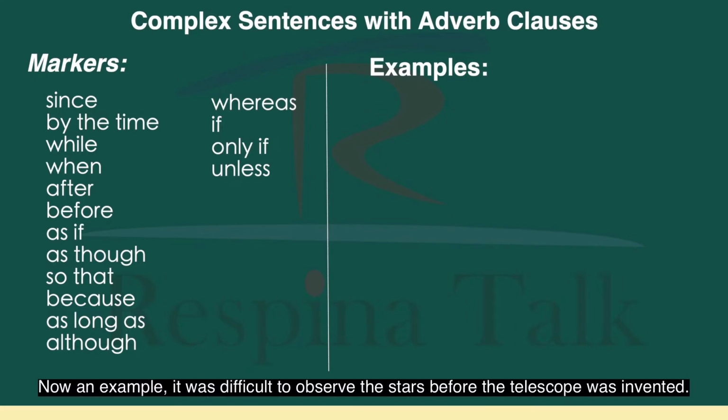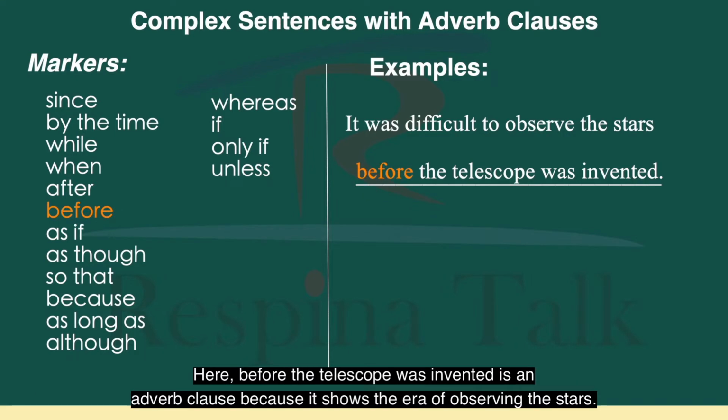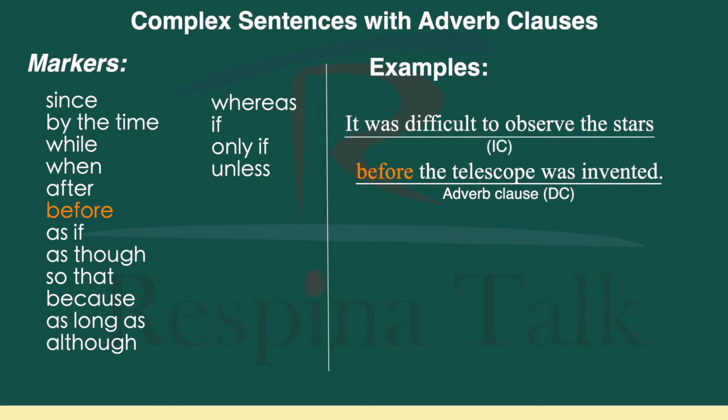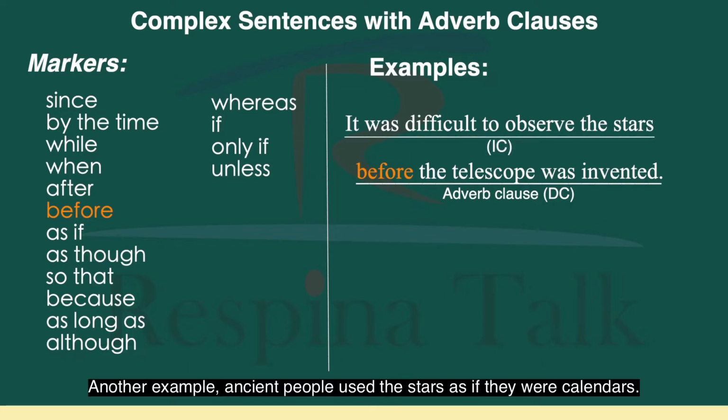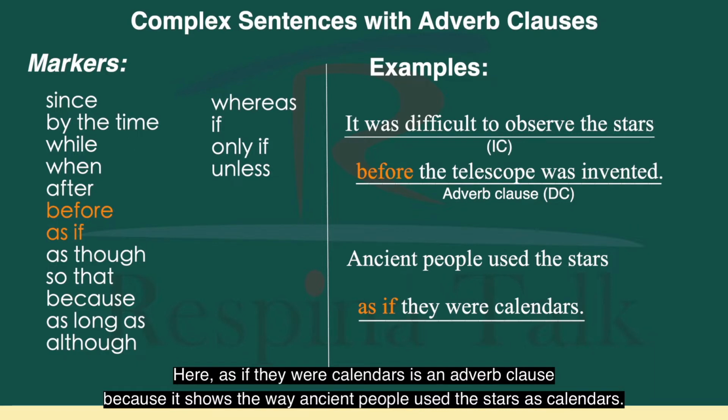Now an example. It was difficult to observe the stars before the telescope was invented. Here, before the telescope was invented is an adverb clause because it shows the era of observing the stars. Another example. Ancient people used the stars as if they were calendars. Here, as if they were calendars is an adverb clause because it shows the way ancient people used the stars as calendars.